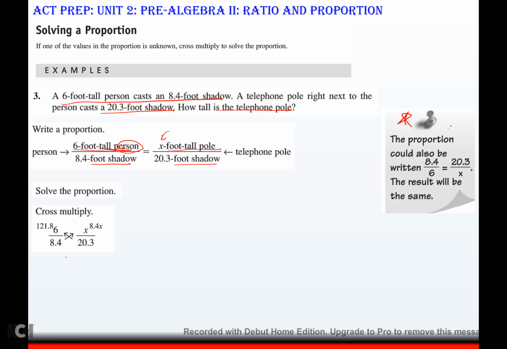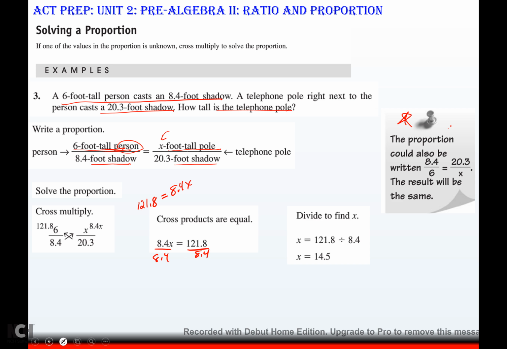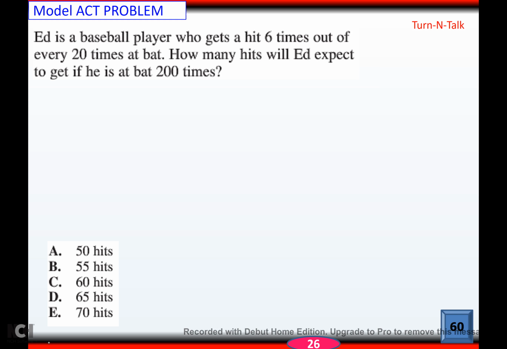Okay, so when I solve the proportion, I get 6 times 20.3, which is 121.8, equals 8.4 times x, which is 8.4x. So then to solve it, I'm going to divide by 8.4, and I get 14.5. So the telephone pole is 14.5 feet. All right. You try this one, hit pause, come back when you're ready.